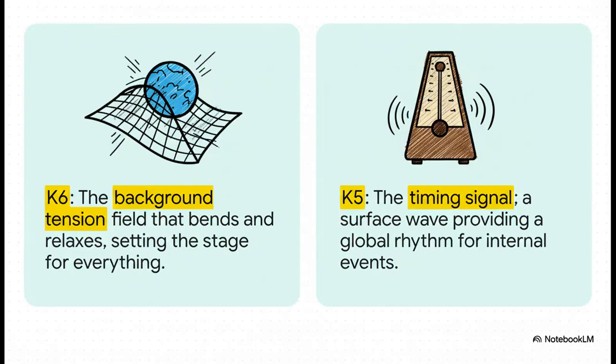Okay, so let's just do a quick side-by-side to make sure we've got this straight. You've got K6, the background tension, the actual fabric of space that can bend and relax to give us gravity. And then you have K5, the timing signal, the surface wave that provides the global rhythm. One sets the stage, the other directs the performance.